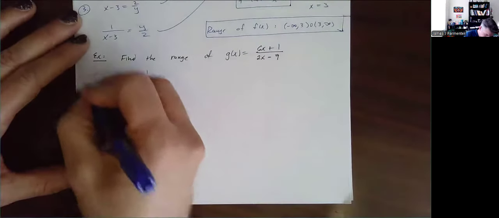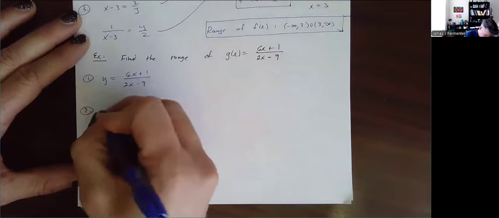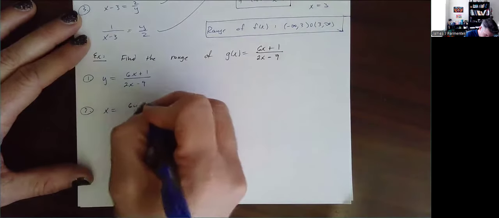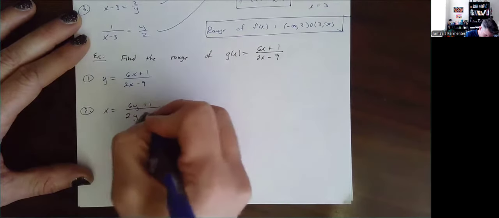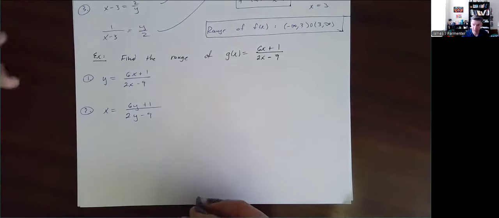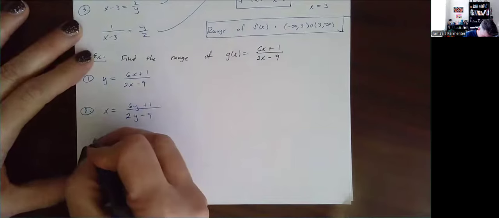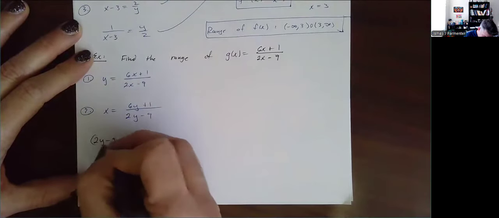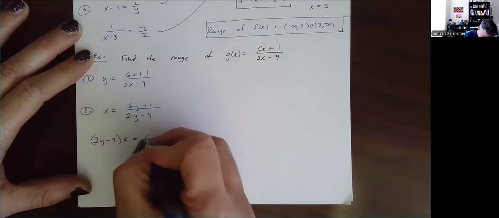So we get x equal to 6y plus 1 over 2y minus 9. This is one where you do have to be more careful. So here we can't just flip both sides. We're going to multiply both sides by the denominator. So we're going to have 2y minus 9 times x equal to 6y plus 1.